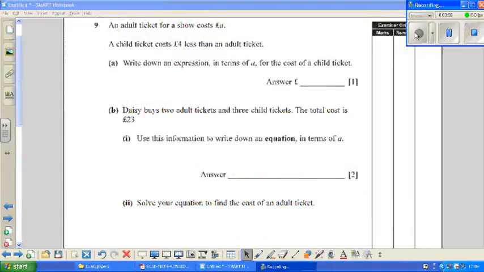Okay, so have a look at question 9. So switch off the video and try it yourself, and then we'll go through the solution in a minute.